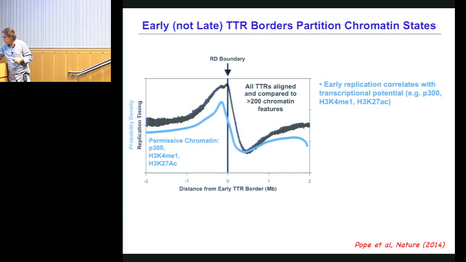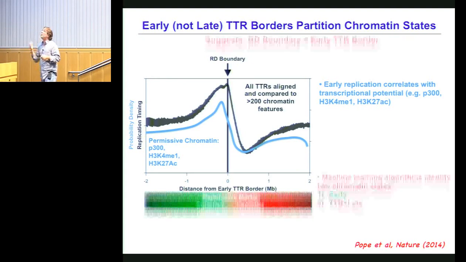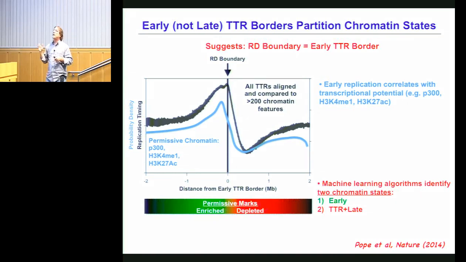And another thing we found was that when we use these machine learning algorithms and ask them to catalog the genome, but at the megabase scale, most people work at a smaller scale, at the megabase scale, they would very quickly find two states. And those states would be divided as either early or timing transition region plus late. Okay? So there was no distinction in chromatin at the late border of the timing transition region, as if all this represents is the passive fusion of replication forks with forks that are generated from wherever the late domain is that's next door, and that there's not any structural information in that side.